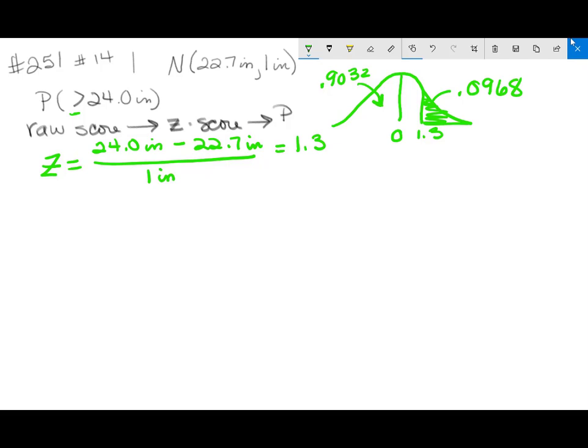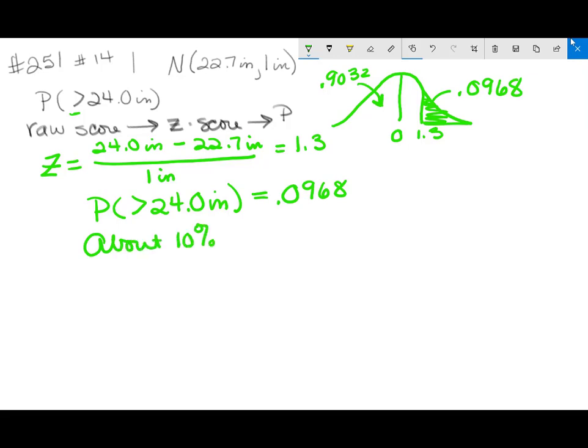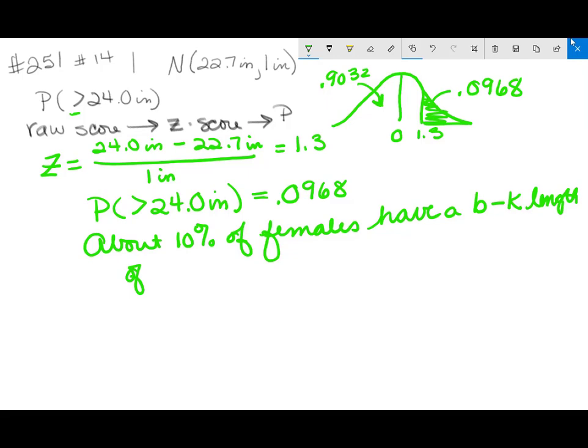To answer my question, find the probability that it's greater than: the probability that the knee length will be greater than 24 inches is 0.0968. So I'm going to say about 10% of females have a back to knee length of greater than 24 inches.